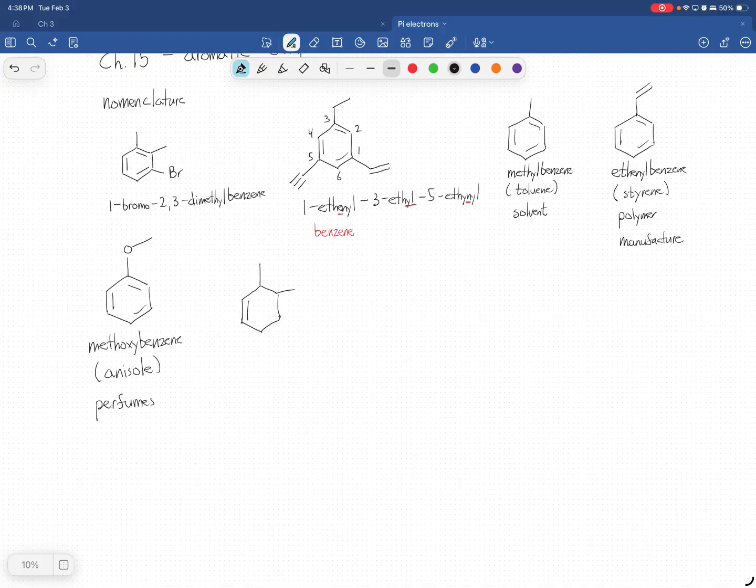Now let's get to substituted benzene. So there's a common substitution pattern. The most common ones we'll see are di-substituted, when benzene has 2 substituents. When it's 1,2, we call it 1,2-dimethylbenzene.